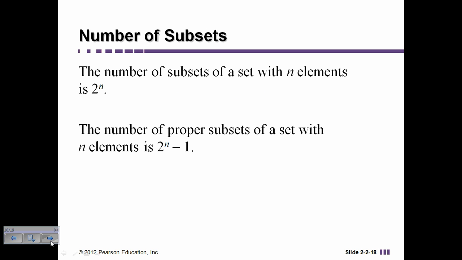So the number of subsets in a set with n elements is 2 to the n power. The number of proper subsets of a set with n elements is 2 to the n power minus 1. And the reason is that proper subsets are always going to have 1 less, because you can't have that equality with the sets. There's always going to be 1 less.